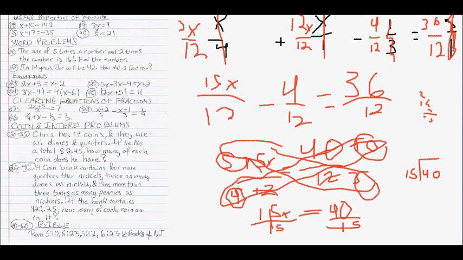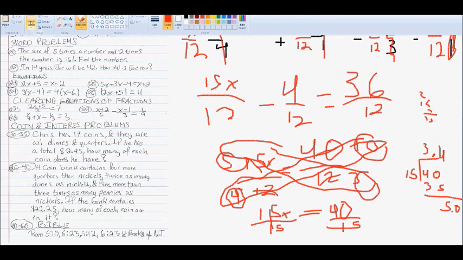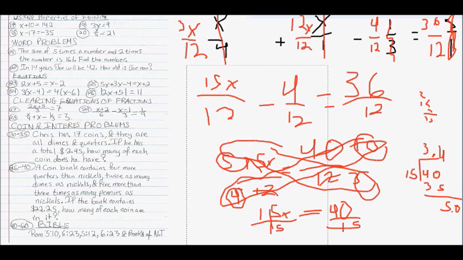How many times? Maybe 3? 15 times 3? Yeah, 15 times 3 I believe is 35. Minus 5 is 5.0. And I think 15 goes into there about 4 times, so the answer is 3.4. Now that was a lot of work.